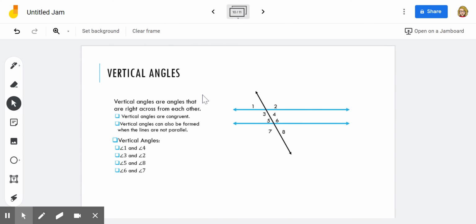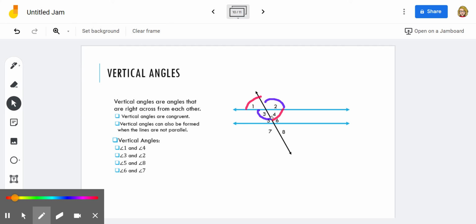Okay, the last ones are vertical angles. Vertical angles are angles that are right across from each other. They're congruent, and they can also be formed by lines that are not parallel. So for example, 1 and 4 are right across from each other in the X. 3 and 2 are vertical because they're right across from each other. Same goes for 5 and 8. And then our last pair, 6 and 7, are vertical angles.